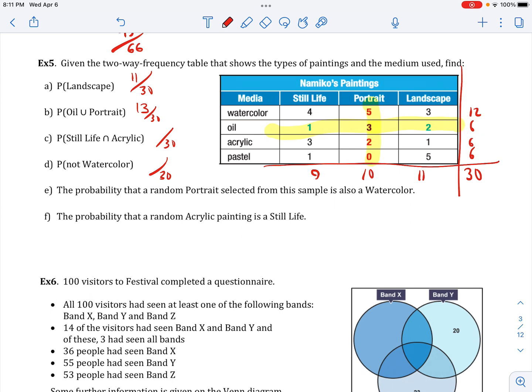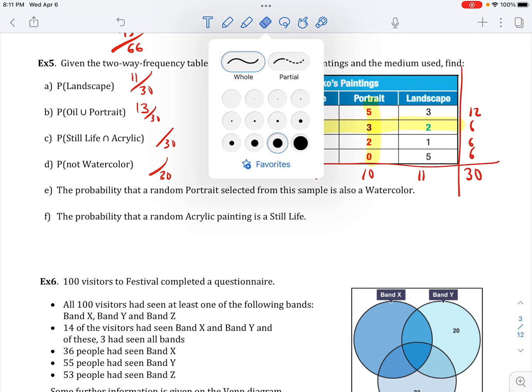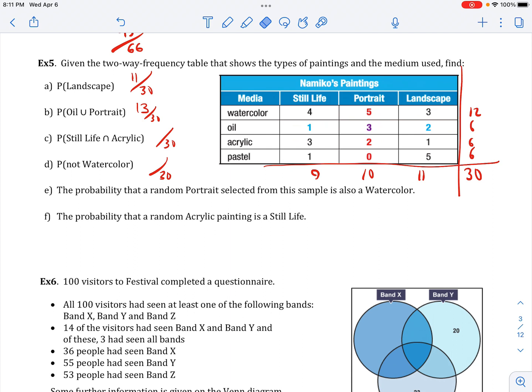I don't know if you're ready to think about it that way yet. Or you could think, all right, I know it's all of the oil paintings, and it's all of the portraits. This is really what that textbook explanation is: if I add up all the oils and all the portraits, I will have counted this 3 twice, so I need to subtract it once. Again, you can see the whole sample space here, so if you simply add up the 5 numbers like that, you'll see that it's definitely got to be 13.